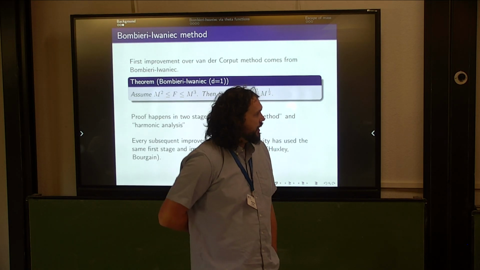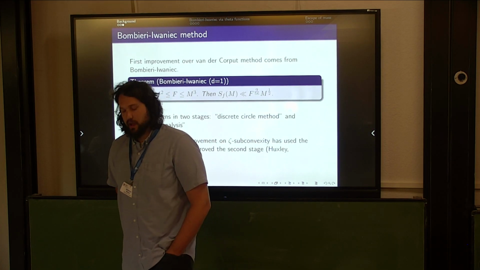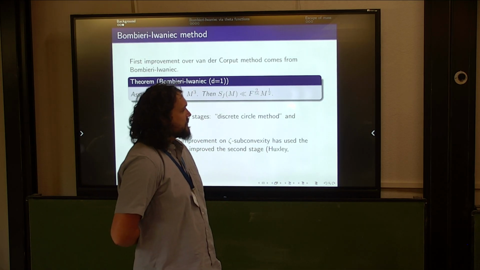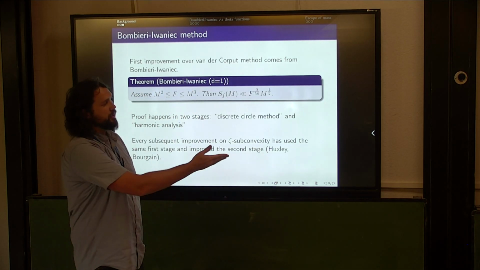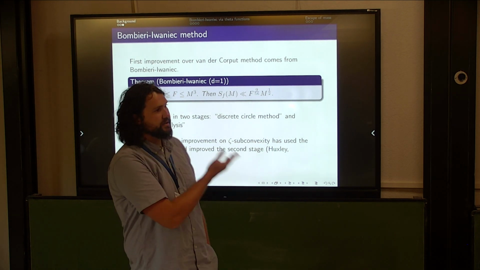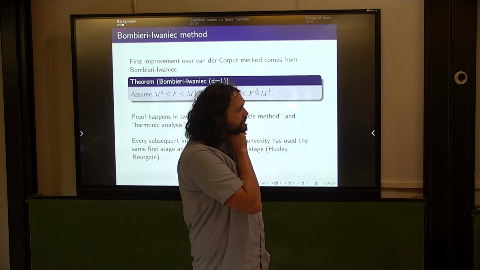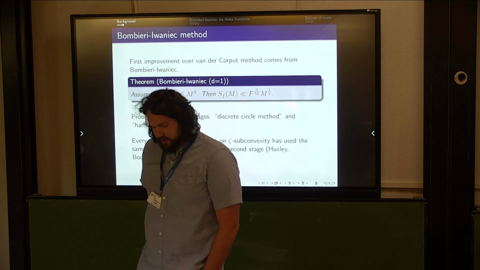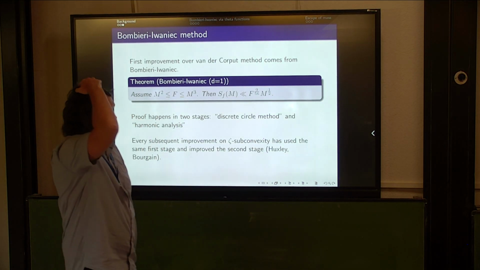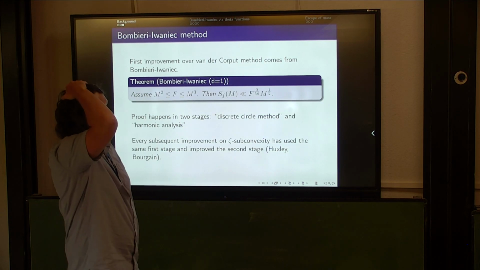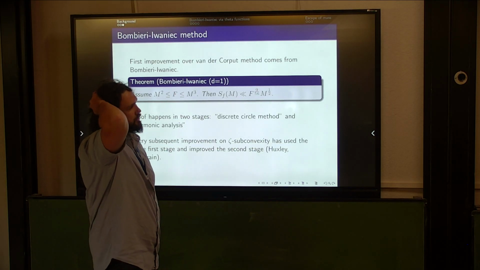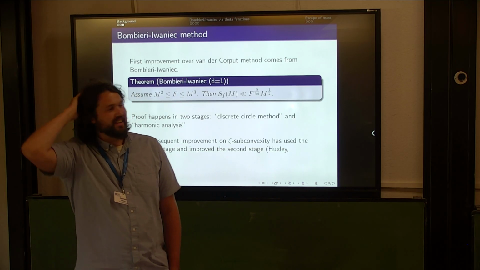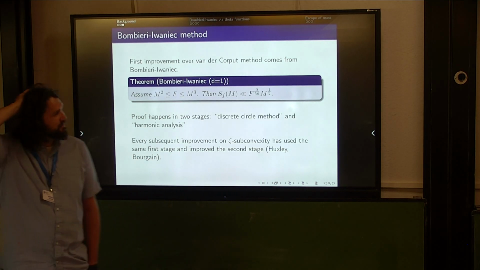I think it's worth noting that every subsequent improvement on zeta subconvexity has come from improvements on the second stage. And so here we should think about, for example, the current record comes from Bourgain's theory on decoupling. So this project started because Jens Markov and I were talking about this first stage, this discrete circle method, and we were wondering if we could find a dynamical approach to this discrete circle method.